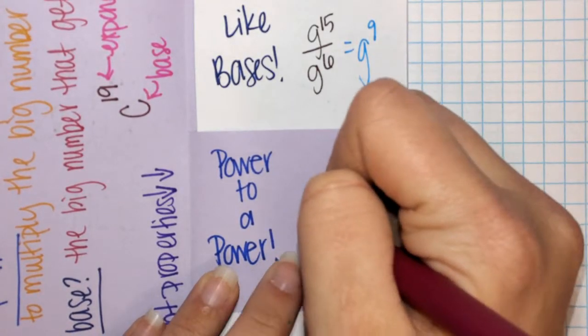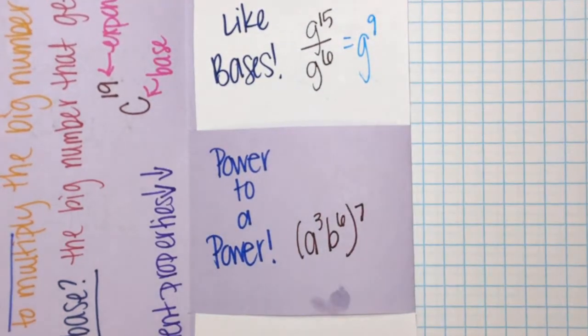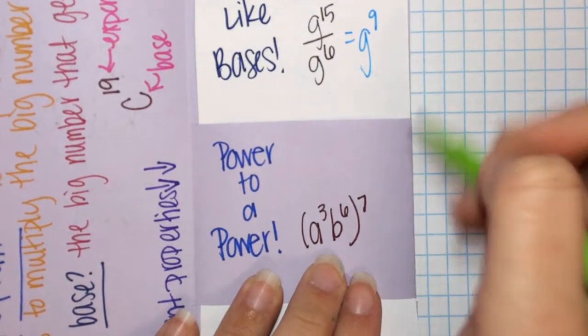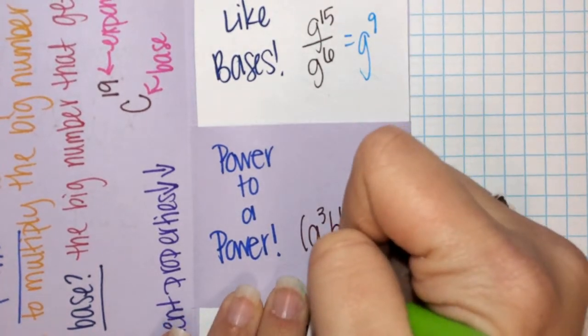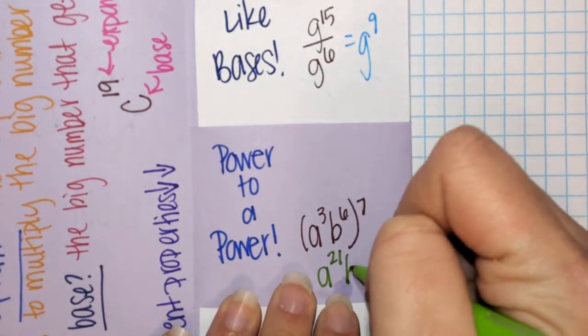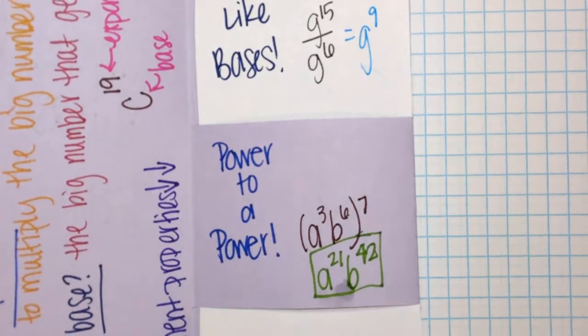Okay, so this is what it looks like. If I have a cubed, b to the 6th, and all of that to the 7th power, that's what I mean by power to a power. And when you have a power to a power, you multiply the exponents. So you would do 3 times 7, which would give you 21, and 6 times 7, which would give you 42, and you're done.